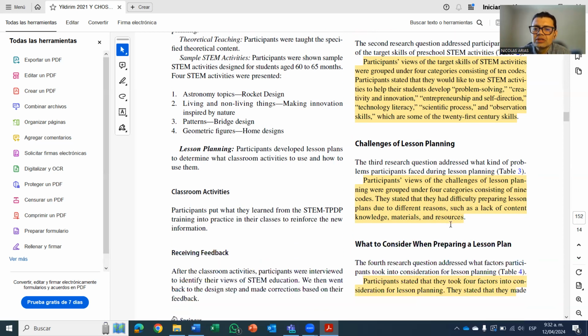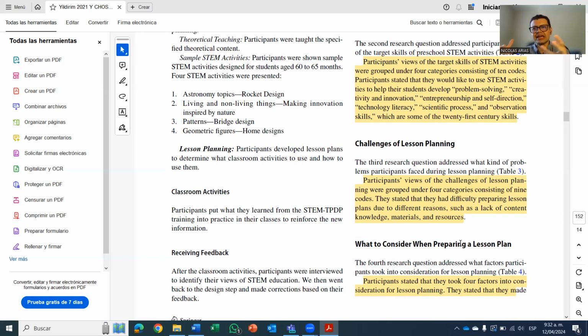In the third question, they say that participant views of the challenge lesson planning were grouped under 4 categories consisting of 9 codes. They stated that they had difficulty preparing lesson plans due to different reasons, such as lack of content knowledge, materials, and resources. This is important because they say that they developed the professional development program addressing that point, but they are saying that teachers don't get that point.